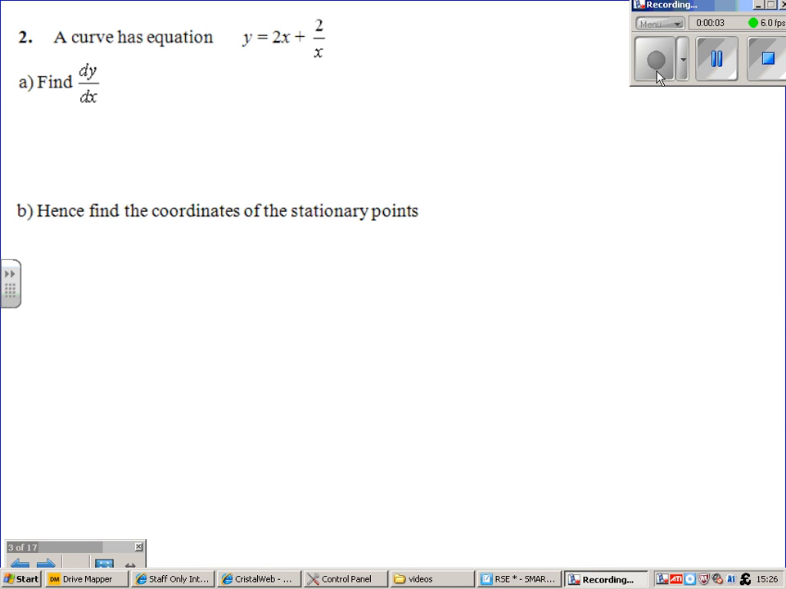Okay, we're on to question 2 now. So we've got a curve has the equation y equals 2x plus 2 over x, and we need to find dy/dx. We're finding the gradient function. Okay, again, just like on question 1, before you start you need to rearrange that equation so it's ready to differentiate.